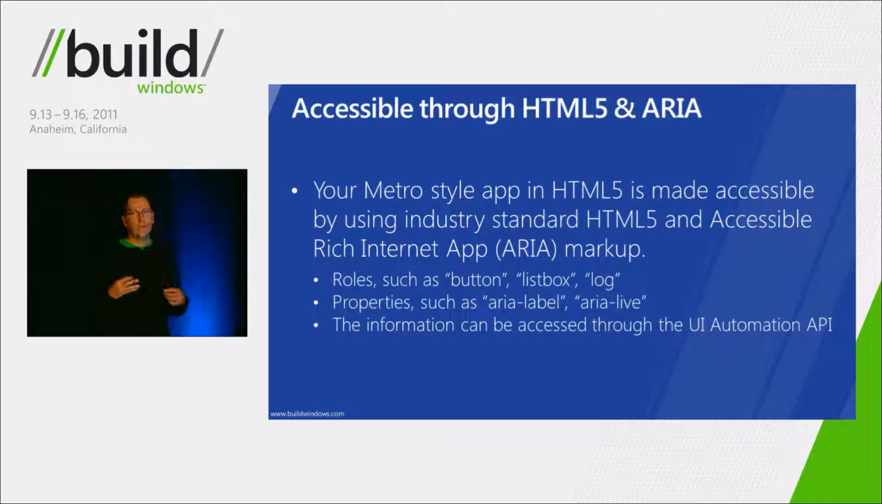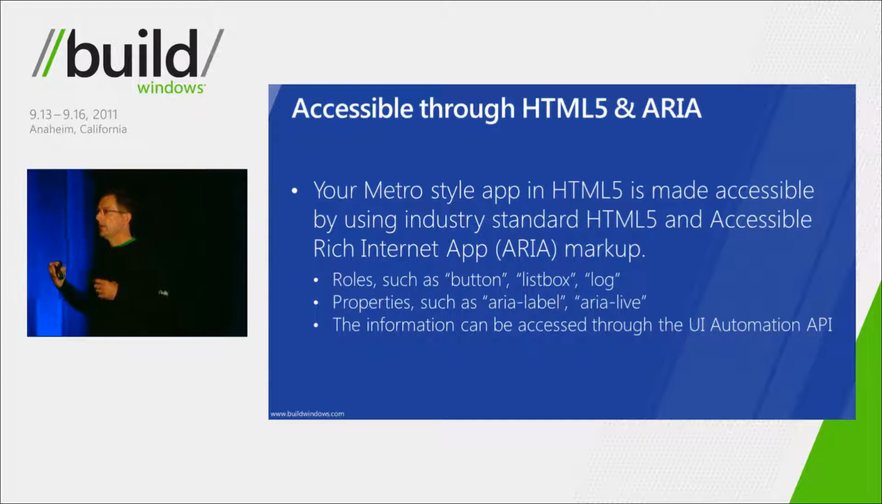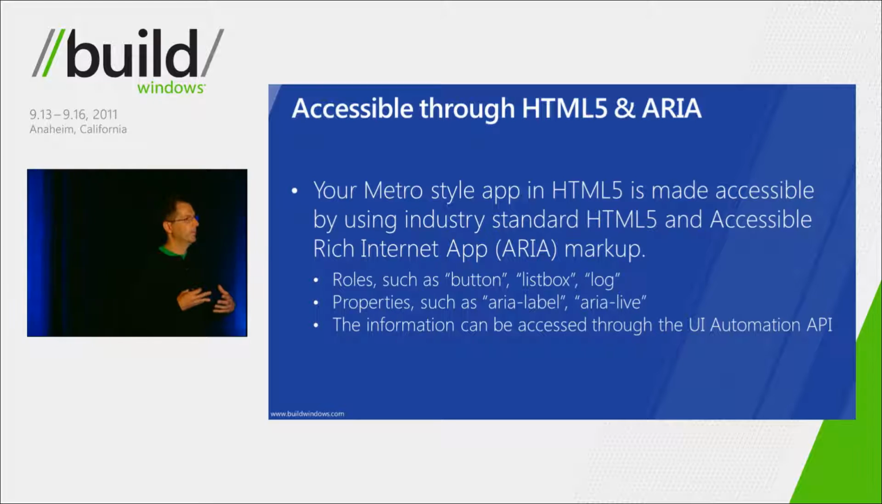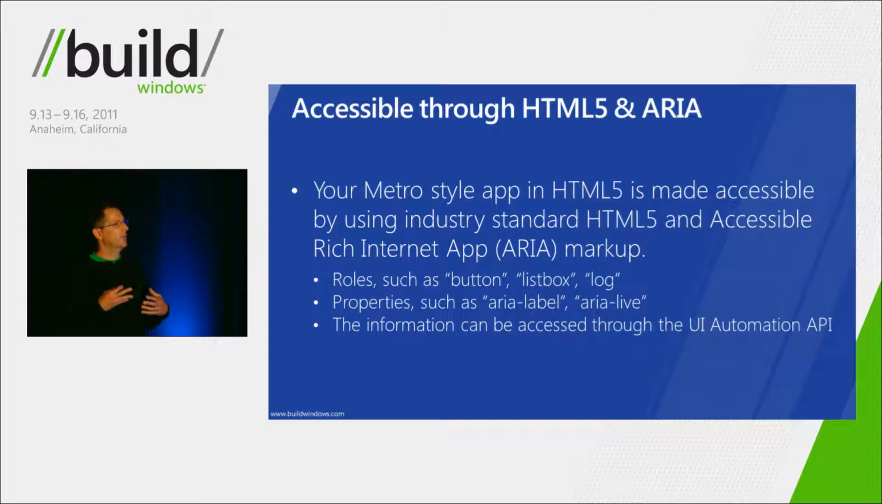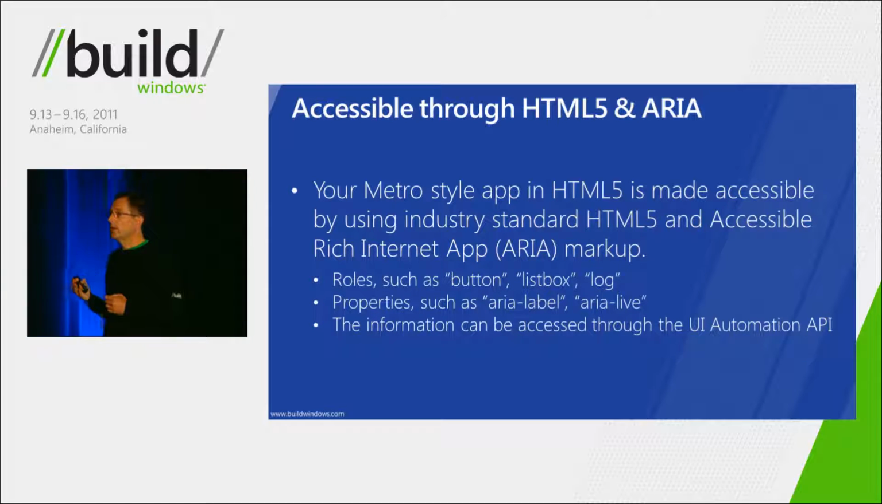So roles can really help an assistive technology client app expose that information in the way that's most useful to their clients. Another very important aspect of ARIA is the concept of properties. And properties allow you to apply fine detail to the markup you'll use in your UI to make the UI more accessible in a way that it can't be as accessible without the use of the ARIA properties. And a great thing about using the ARIA roles and properties in your markup is that all this information is easily accessible to any assistive technology client that uses the UI automation API.